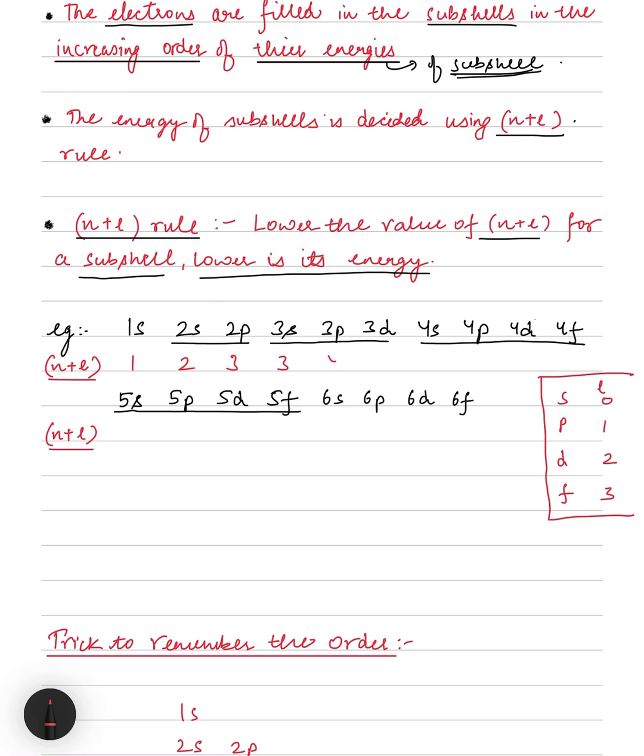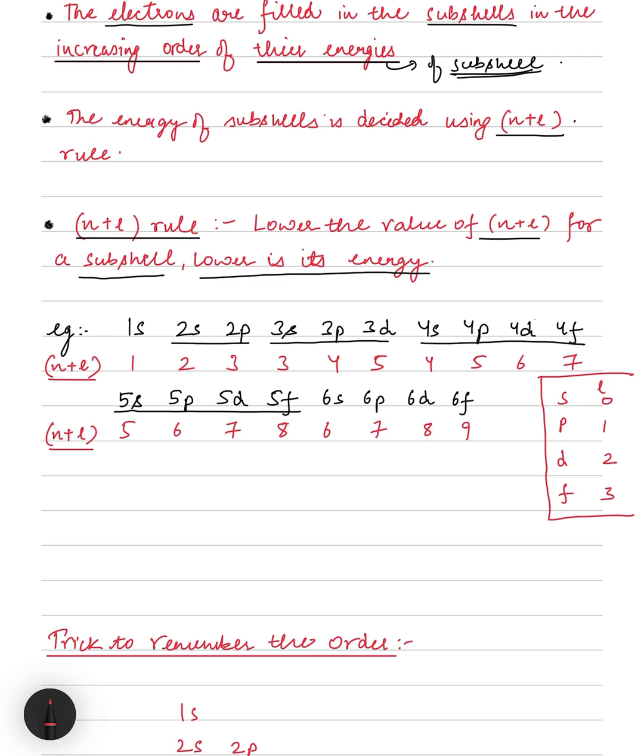Similarly, in the case of 3p, it is 4. 3d, it is 5. 4s, it is 4. 4p, it is 5. 4d, it is 6. 4f, it is 7. 5s, it is 5. And 5p, it is 6. 5d, it is 7. 5f, it is 8. Now in the case of 6s, it is 6, then 7, then 8, then 9. So this is the order of n plus L values of different subshells.